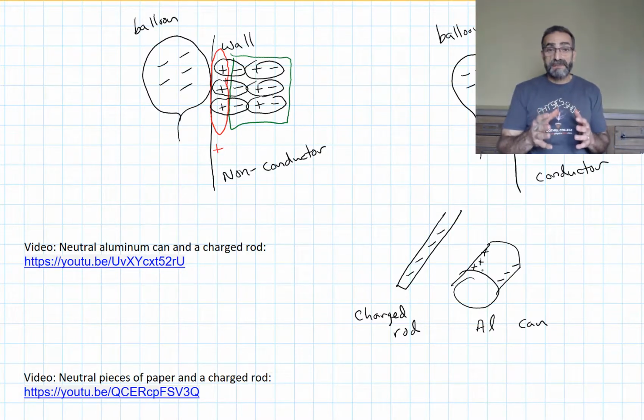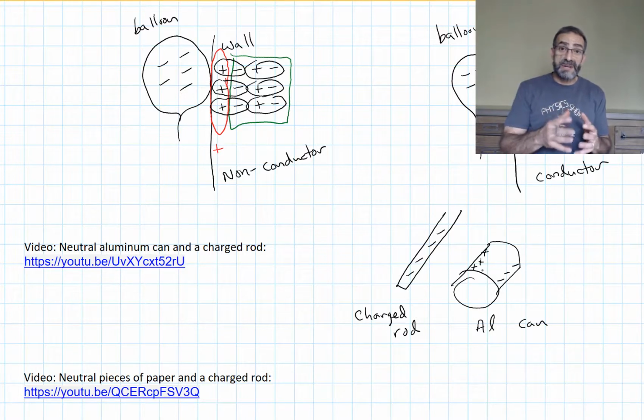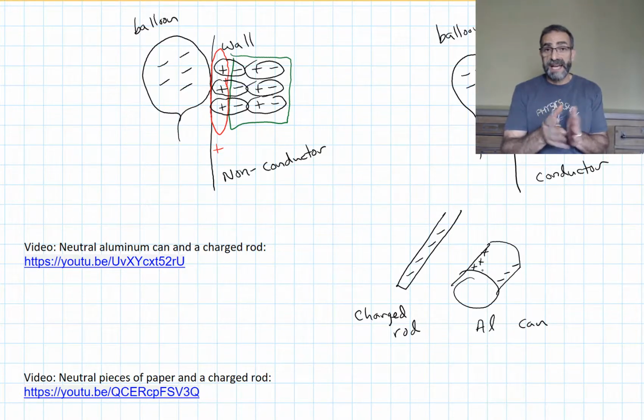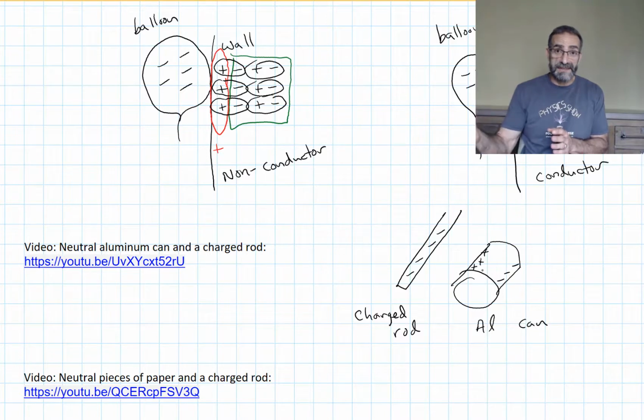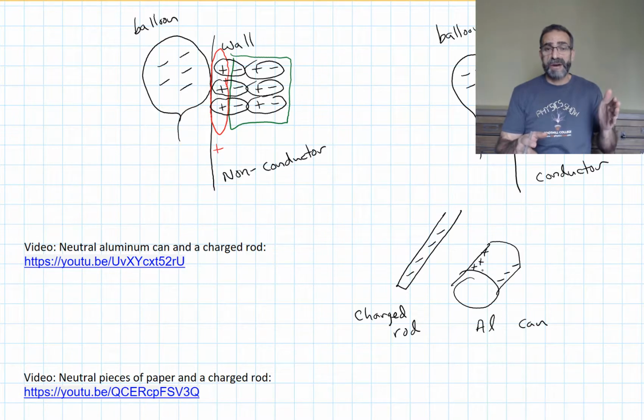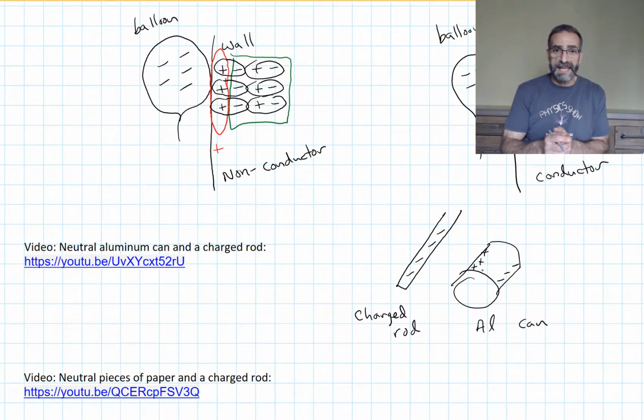And the charges that are closest exert a larger force. So the interaction between the negatively charged rod and the positive side of the aluminum can is a stronger force than the negative side of the aluminum can with the negatively charged rod. And that means you get an attractive force. So we've got a neutral can, a charged rod, we get an attractive force because of this induced charge separation in the can.